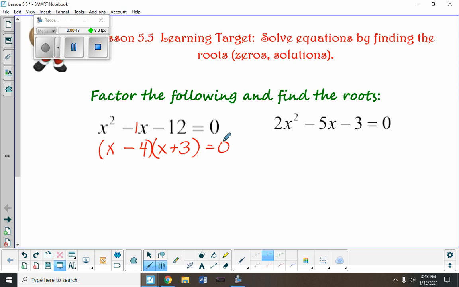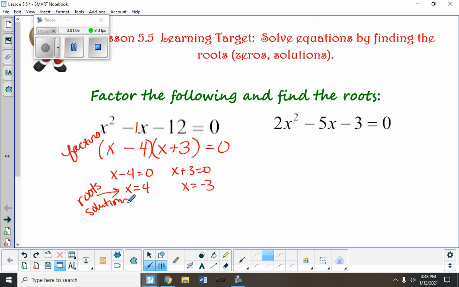Once it's factored, so these are the factors, we're going to set each of the factors equal to 0. So x equals 4, and x would equal a negative 3. Now, what x is equal to, those are called the roots. They're also referred to as the solutions. Sometimes they would be called the zeros, or they can be called the x-intercepts. Any of those names mean these answers right here.